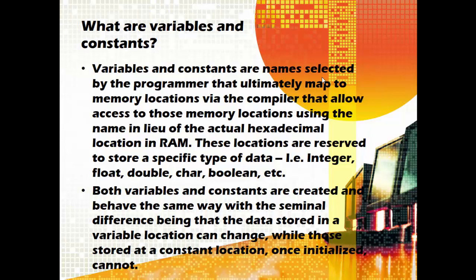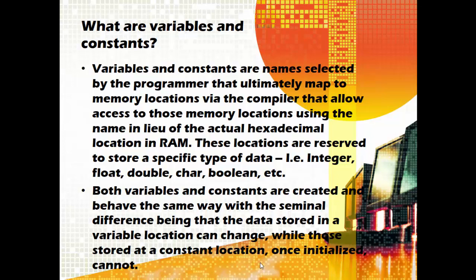And these locations are created and reserved to store a specific type of data. It could be an integer, a float, a double, a char, boolean, and other strings, other things. Both variables and constants are created and behave the same way, with the seminal difference being that the data stored in a variable location can change, while those stored at a constant location, once initialized, cannot change. All right, so there's that.